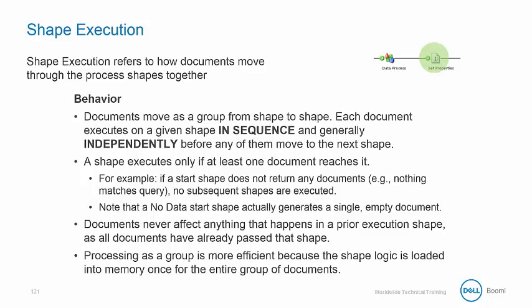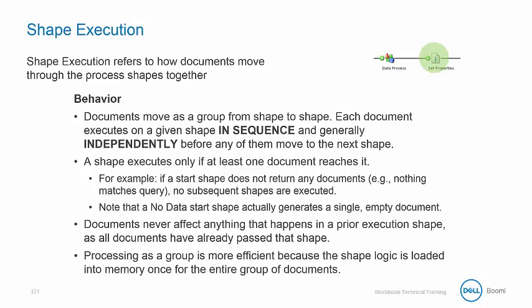A shape will only execute if a document flows into it. So a no data start shape will create a blank document and send it down the process path. This document will trigger the next shape, but it doesn't contain any data. Documents flow from left to right and never affect a prior execution shape, as all documents have passed that shape.